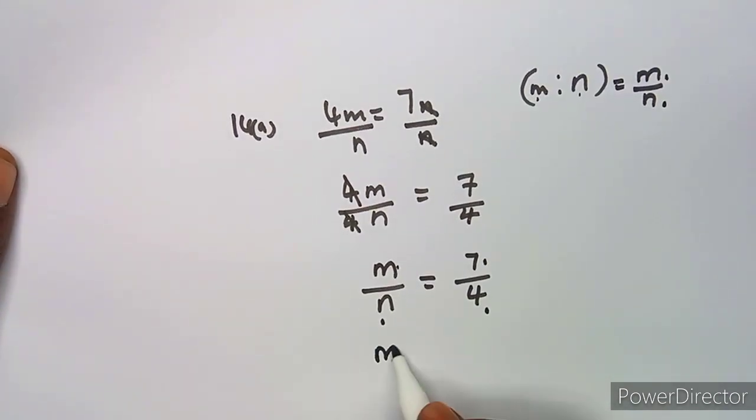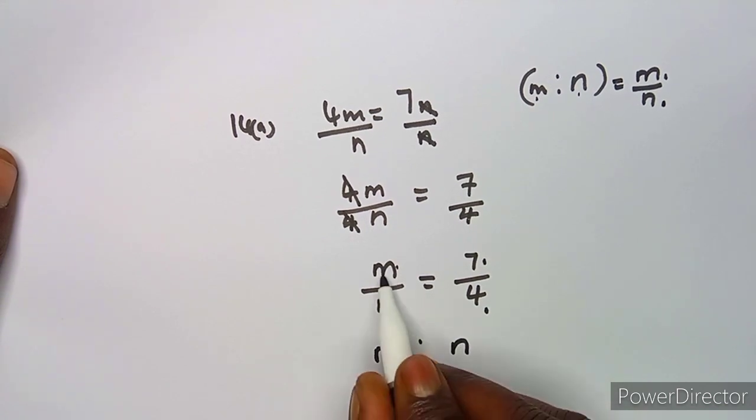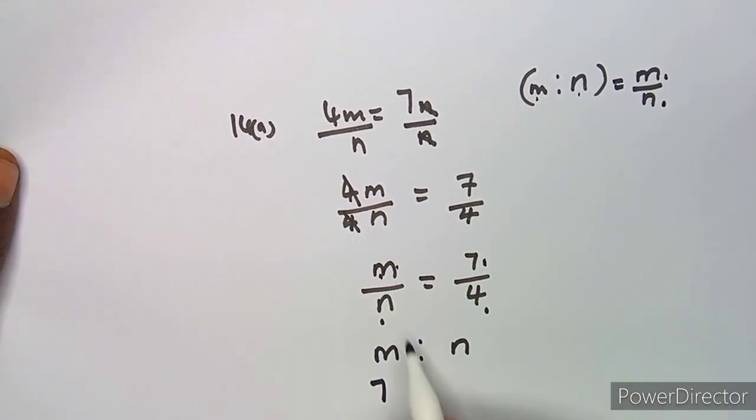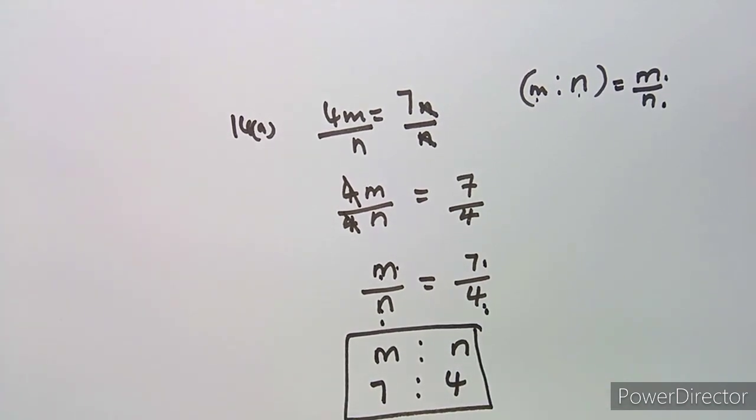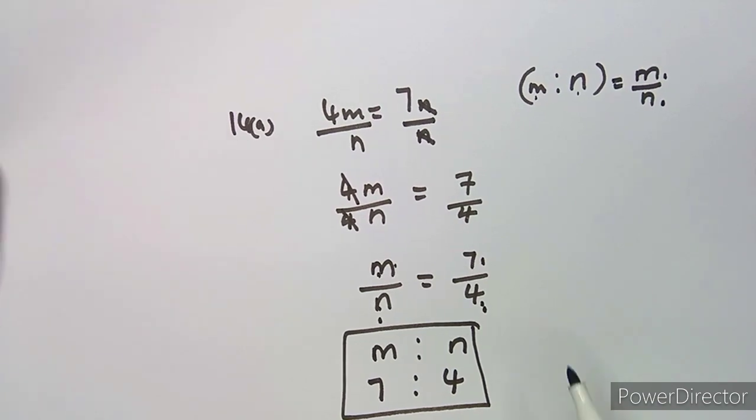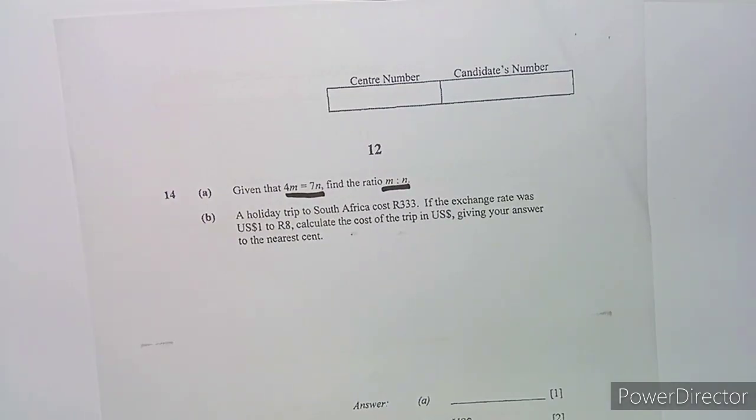So for us to find m as to n, m is 7, n is 4. That is what this part means, guys. So please answer this question properly. Do not just look at the question and answer. That's not how you attempt questions in an exam. Understand how the question is presented.